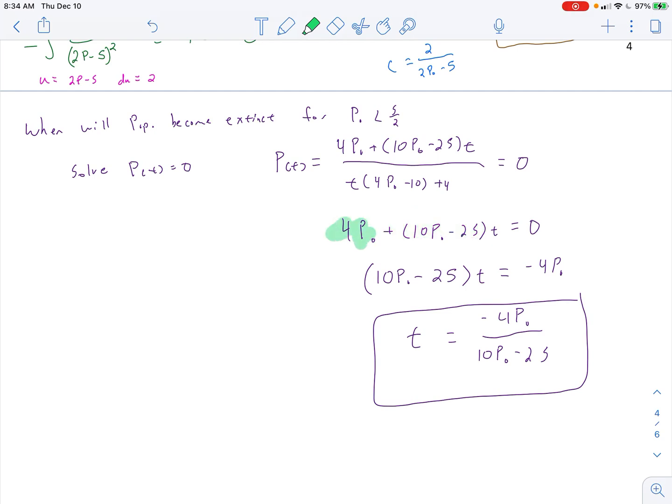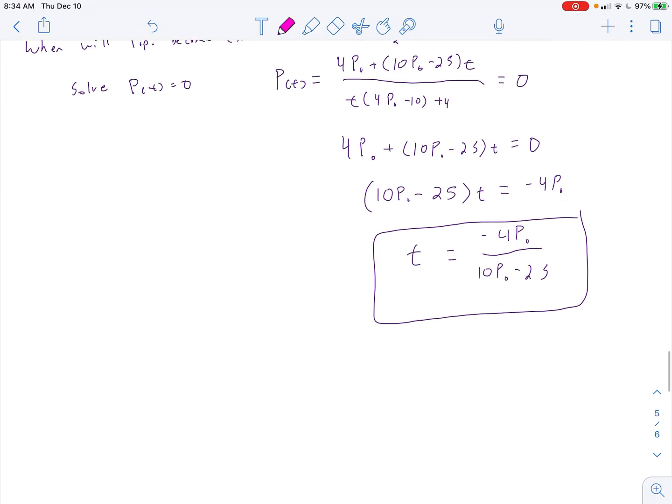Get rid of the 4p sub 0 by subtracting. That's how I get minus 4p sub 0. And then we're going to divide by 10p sub 0 minus 25 because that's multiplying t. And there's our solution. So it becomes extinct when time is equal to negative 4 times the initial population divided by 10 times the initial population minus 25. All right? And again, you can clean that up.